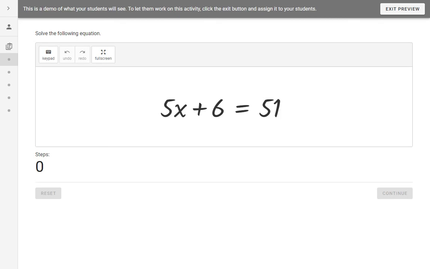In this video, we solve two-step equations using Graspable Math. If you haven't seen the video on solving one-step equations, you might want to go back and look at that one first. But today we're going to solve two-step equations.